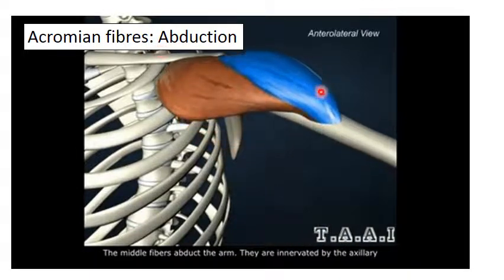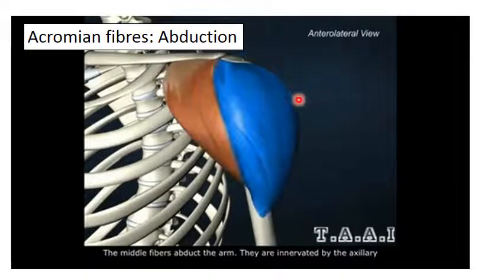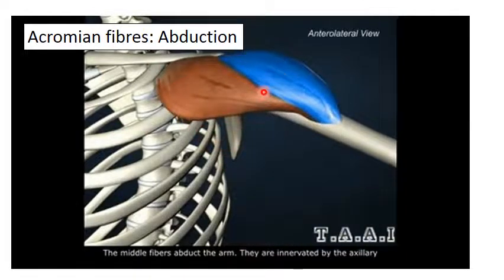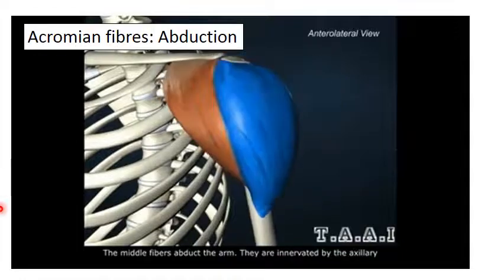The action of the lateral fibers of deltoid is abduction of the shoulder joint. Try to see here, the lateral fibers are acting in this picture. This blue colored one represents the acromial fibers, or lateral fibers, of deltoid.